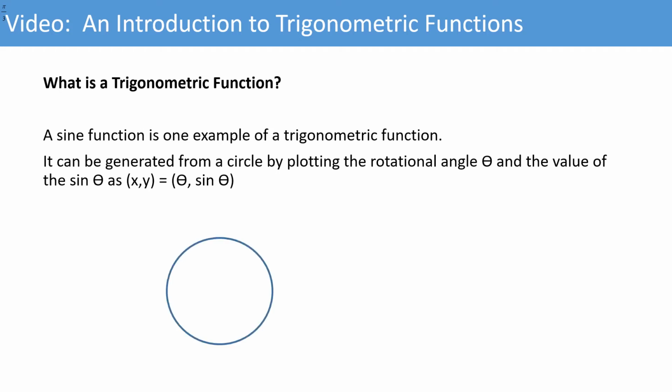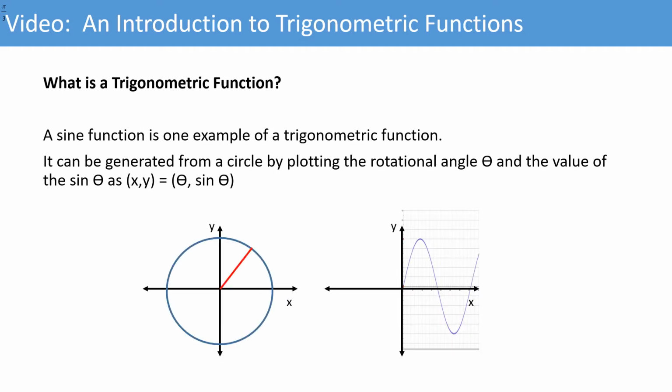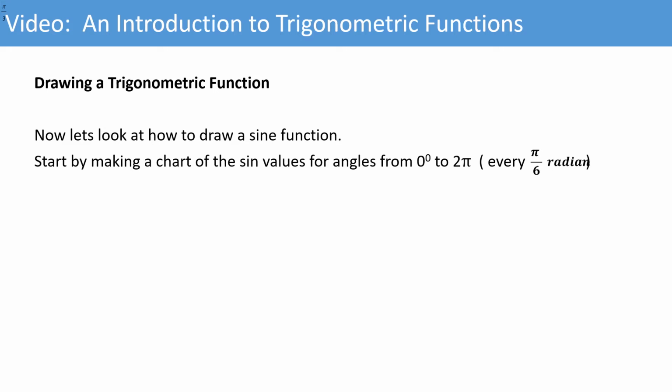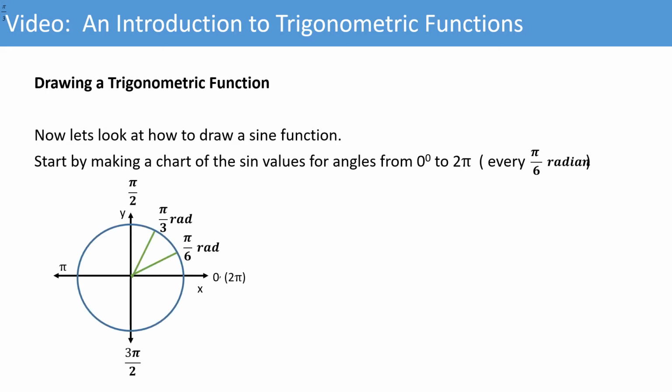And what we will do now is take the circle and unwrap it. As we unwrap it, we will plot those points on a graph. Let's see how that will work. So now, if we take the sine function and make a chart of the sine values for angles from 0 to 2 pi, every pi over 6 radians, here we've started the graph by taking the circle and showing pi over 6, pi over 3.